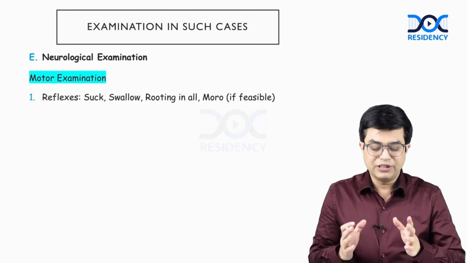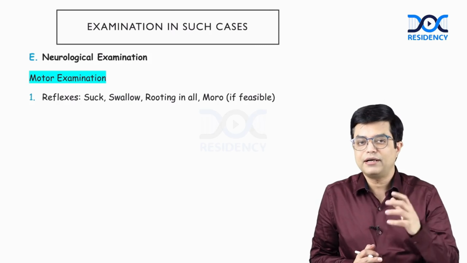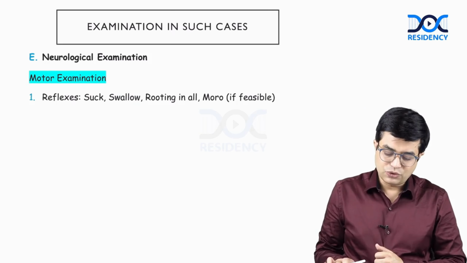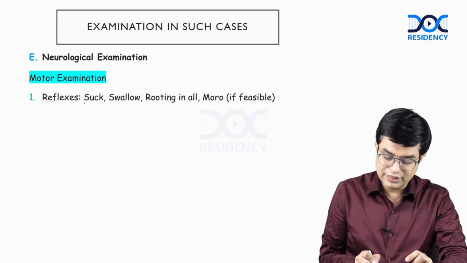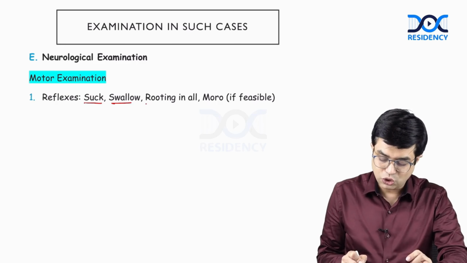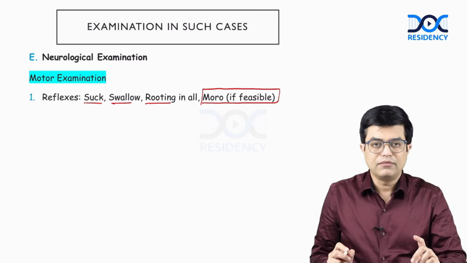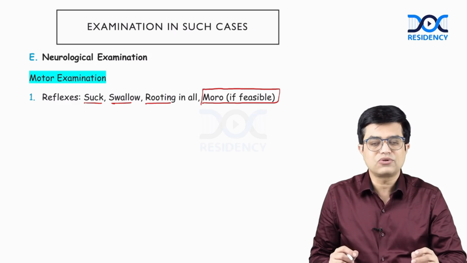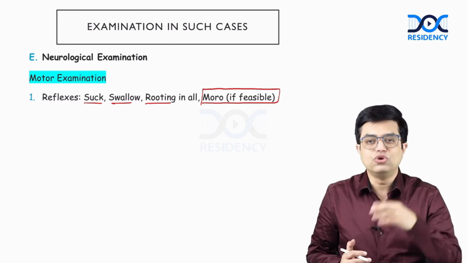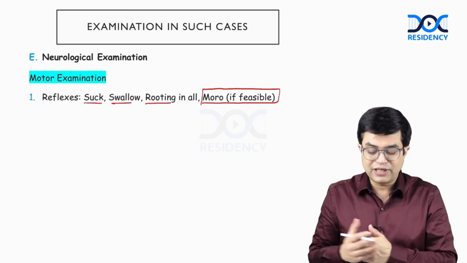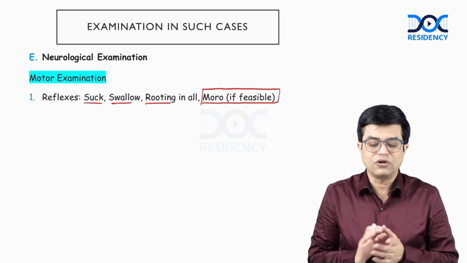Now moving further, you will also do the neurological examination, which is one of the most important things to do. First of all, we will do the motor examination, and motor examination will show deficits in the lower limb in a patient of meningomyelocele. So in the motor examination, first of all, you will look for reflexes. What reflexes will you look for? Suck reflex, swallow reflex, rooting reflex in all, Moro only if feasible. Like if it is a large sac or there is also a cranial malformation, you will not do Moro just because somebody has said it. You will do Moro's reflex only if it is feasible in the patient. But suck, swallow and rooting reflex need to be done in all of these patients.